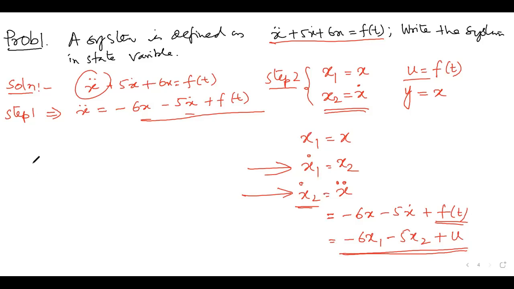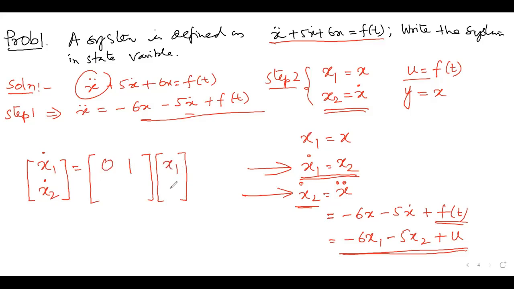So if you write this equation in matrix form, x1 dot, x2 dot is equal to, what is x1 dot? x2. So you write 0 1, then x1 x2, because x1 dot equal to x2. And what is x2 dot? It is minus 6x1 minus 5x2 plus, there is no u in the first equation, so this is 0 1 u.